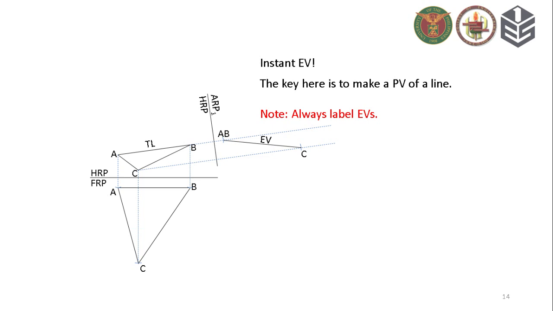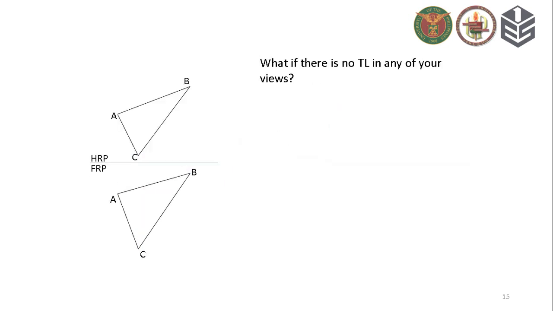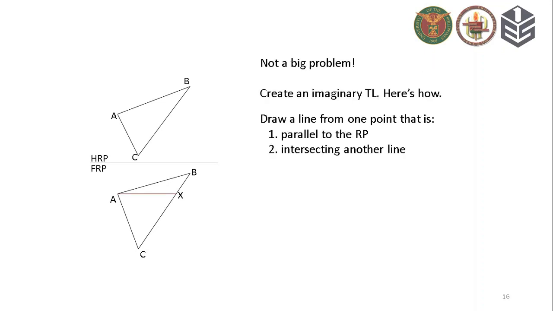If a plane is already labeled EV, labels for lines such as TL and PV are no longer necessary in that view. What if there is no TL in any of the views? We are not limited by the sides of the plane. Again, as long as you show the PV of any line lying along the plane, you can get the edge view of the plane. Here, we can make an imaginary line AX.